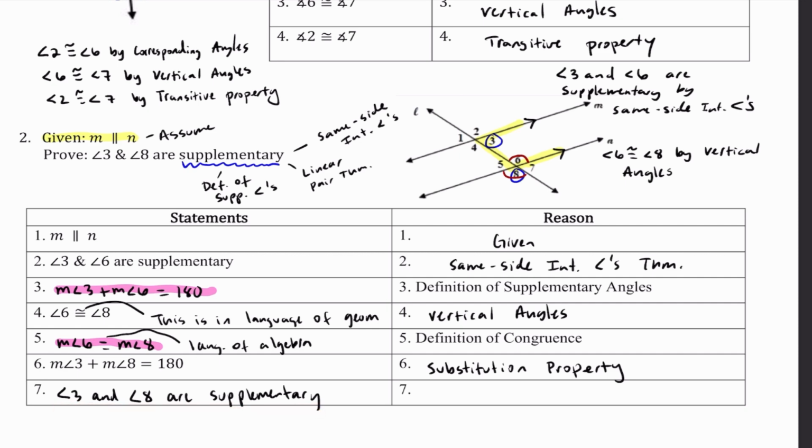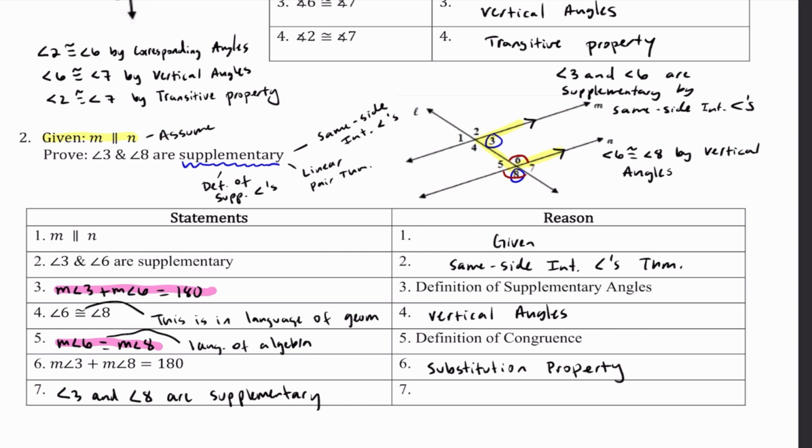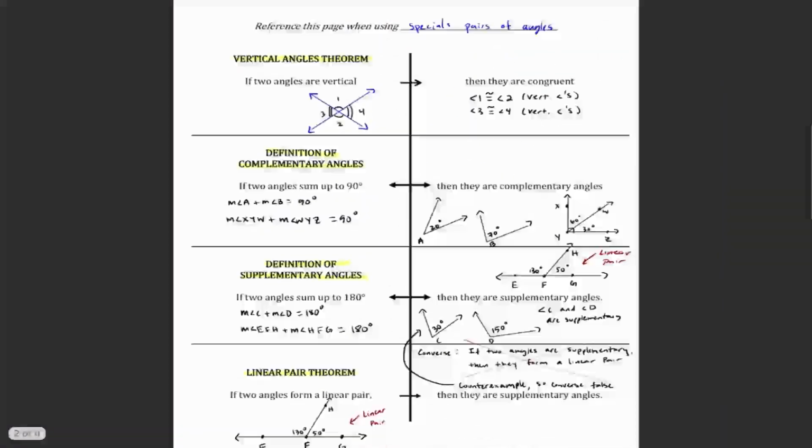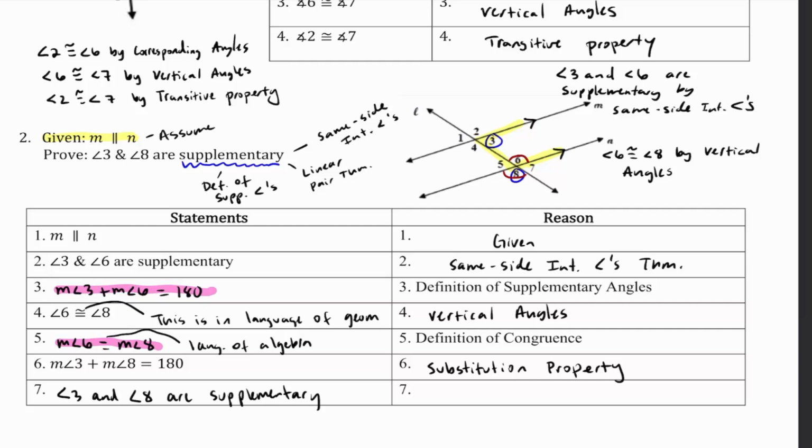Well, if we remember, this is in word form. If angle 3 and angle 6 are supplementary, then by the definition of supplementary angles, the measure of angle 3 plus measure of angle 6 is equal to 180. That was in algebra form. So remember, if we look, the definition of supplementary angles, it's a definition that goes both ways. So you can go from word form to algebra form or algebra form to word form. And currently this is an algebra form.